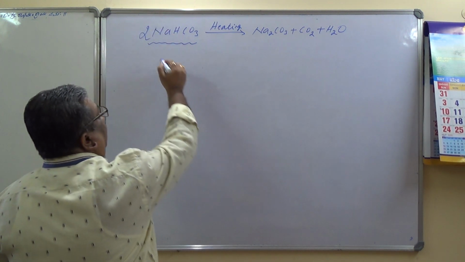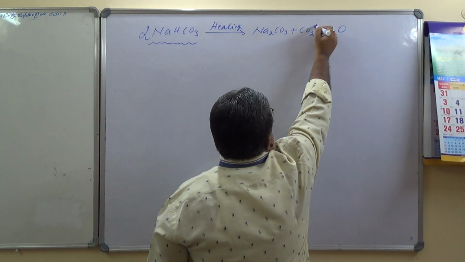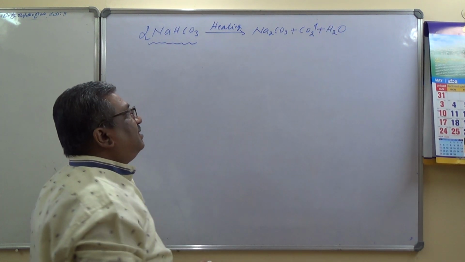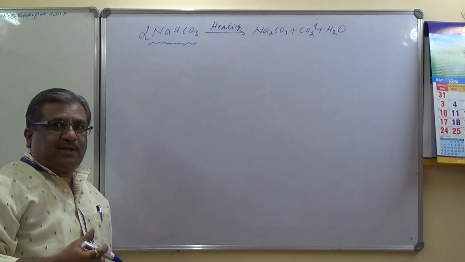So, on heating sodium bicarb, you get brisk effervescence of CO2 gas here, and this CO2 gas rises in the dough and makes the bakery products soft and spongy.